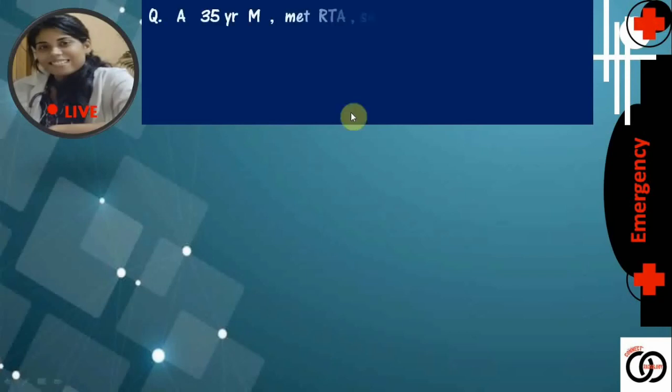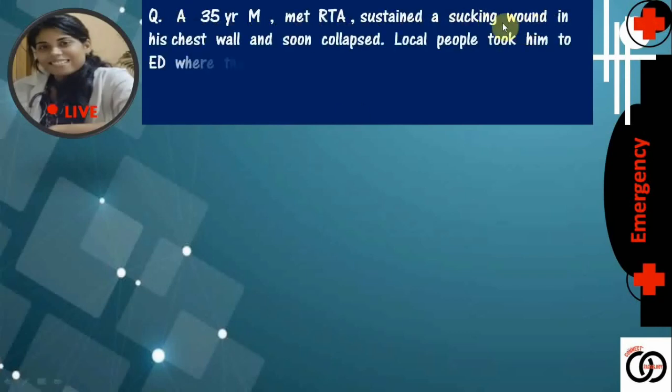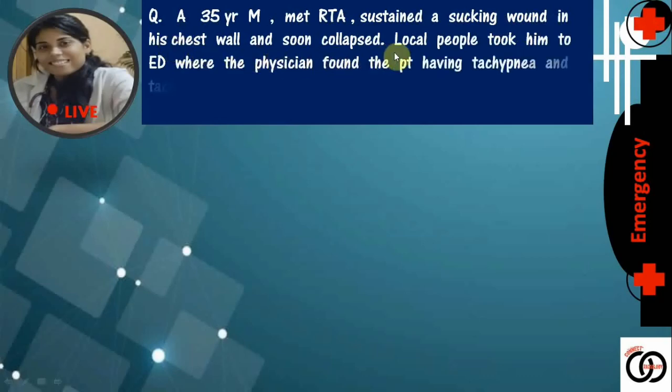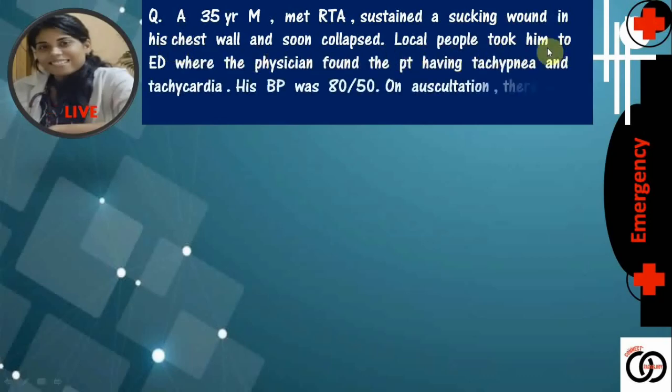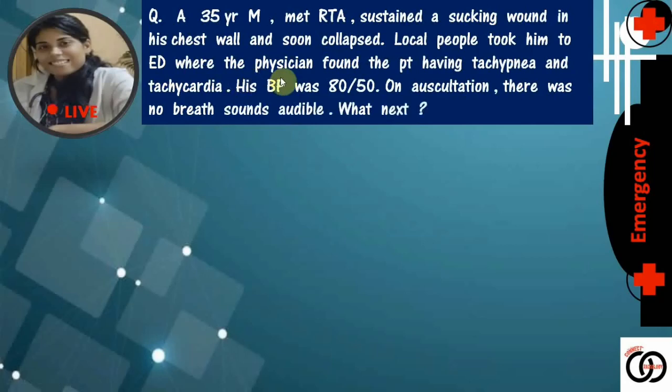A 35-year male met a road traffic accident, sustained a sucking wound in the chest wall and soon collapsed. Local people took him to the emergency department where the physician found the patient having tachypnea and tachycardia. His blood pressure was 80/50. On auscultation, there were no breath sounds audible. What next? Alright, first tell me the diagnosis.